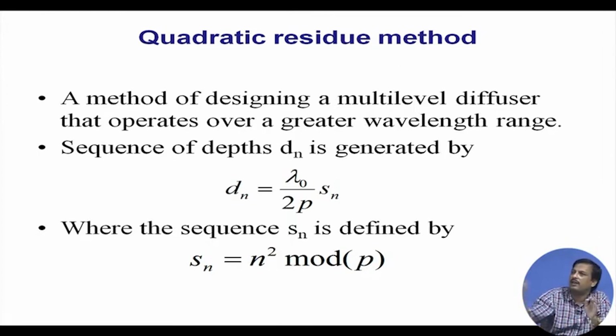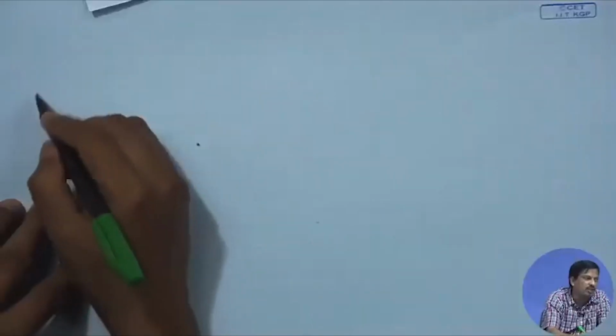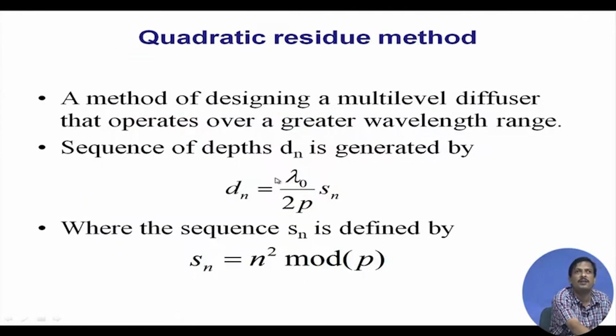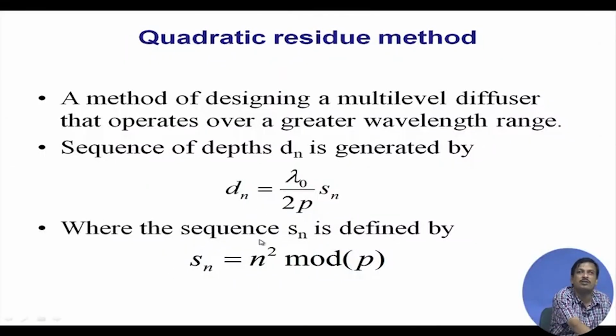If you see the acoustic tiles, there is a quadratic residue pattern, and there is a depth. This depth is not random, this depth is designed. If it is a quadratic residue diffuser, the depth is λ0, the fundamental wavelength, divided by 2p, into Sn. P is an integer. Okay. Sn is a sequence which can be generated using this, where n is an integer that varies from 0, 1, 2, 3, 4, 5, 6. Let us say p is equal to 16. Then I can get an Sn sequence, and then I can get a depth sequence.